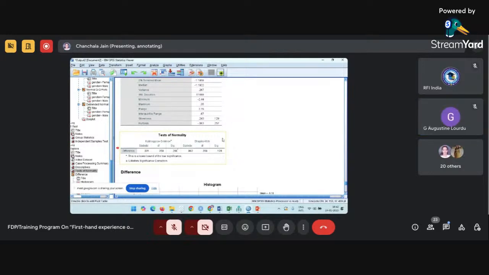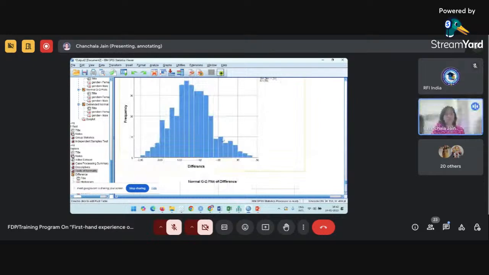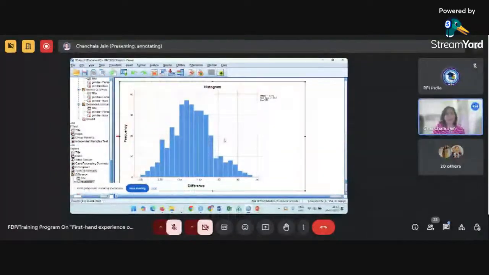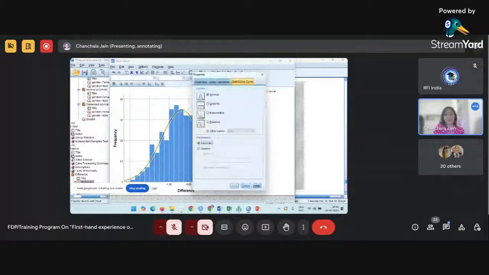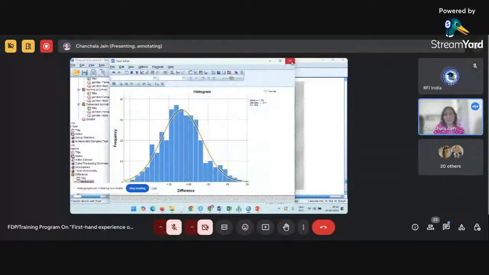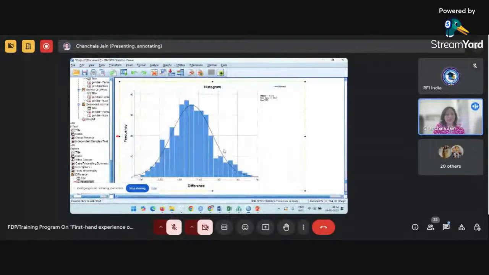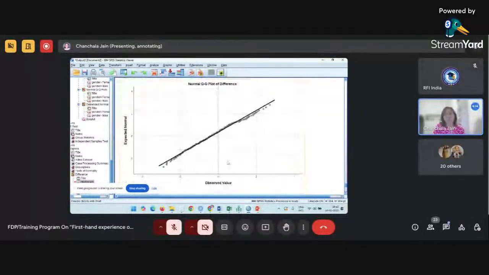Yeah, ma'am. Then I think the histogram is also looking pretty good. You can put the bell-shaped curve on this, right? So it is pretty good. That means we can comment that it is an approximately normally distributed graph. Again, you can see the QQ plot. Most of the data points are following the fitted line. Still, there is certain deviation, but it is fine.